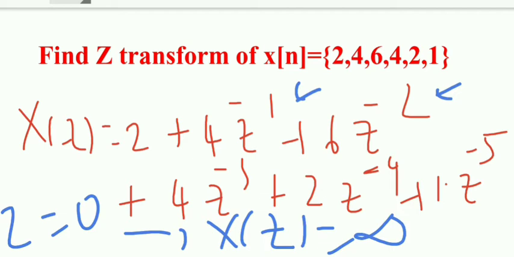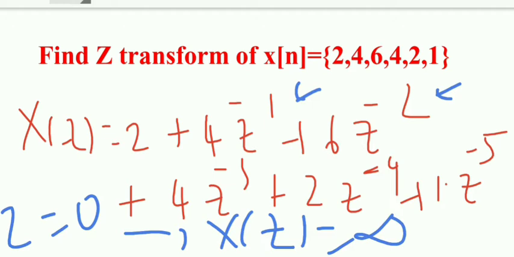I told region of convergence means the x of z should be finite, that is less than infinity. So except 0, if you substitute any value of z here, x of z will not become infinity. So the ROC, region of convergence, is everywhere in the z plane except z is equal to 0, because when you substitute z 0, x of z becomes infinity. At that point I cannot find the z transform. At that point my z transform doesn't converge. All other points my z transform will converge.